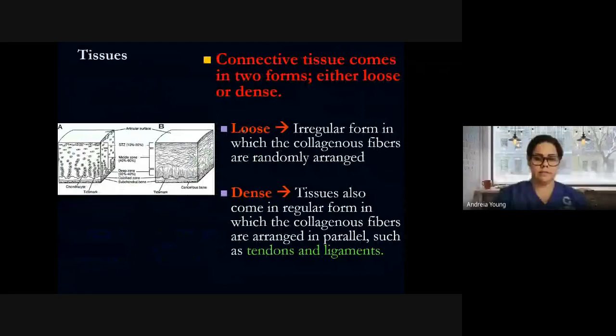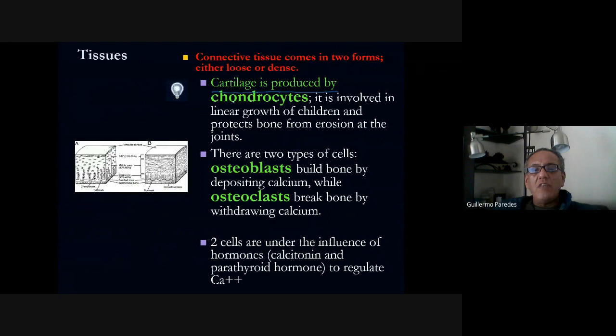Yes. Okay, so here we have cartilage. Cartilage is produced by cells called chondrocytes. For the bones, we have the osteoblasts, the osteoclasts, and the osteocytes we already mentioned before.